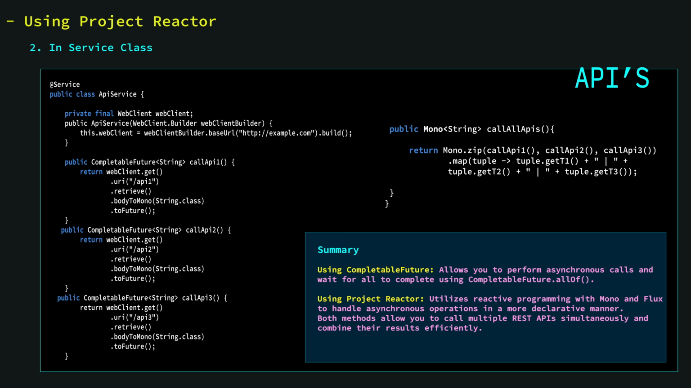So in summary, CompletableFuture allows you to perform asynchronous calls and wait for all to complete using CompletableFuture.allOf. Whereas Project Reactor utilizes reactive programming with Mono and Flux to handle asynchronous operations in a more declarative manner. We have seen how useful and handy they are. They are making three different calls in a single line, right? So both these methods help us to call multiple REST APIs simultaneously and combine the results efficiently.